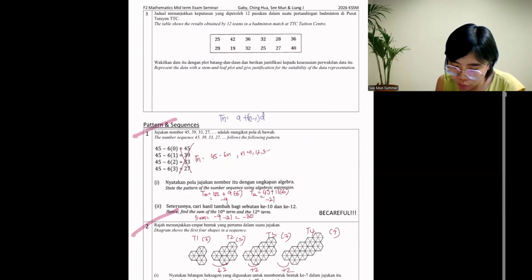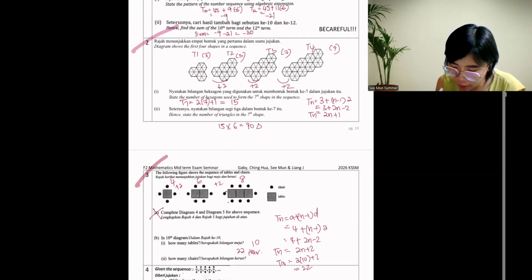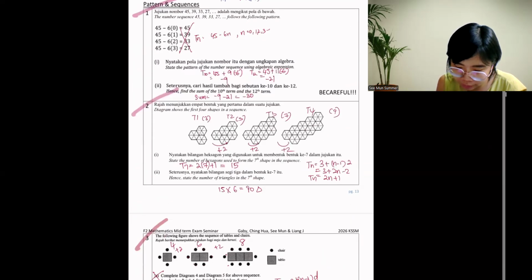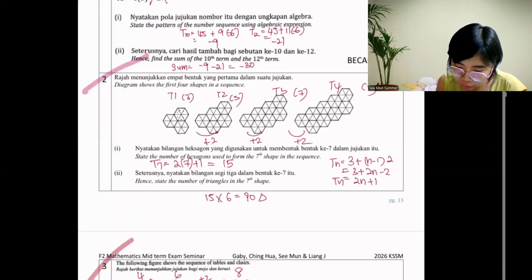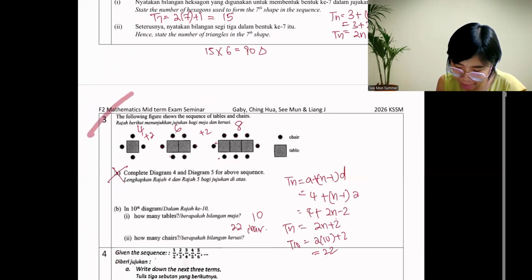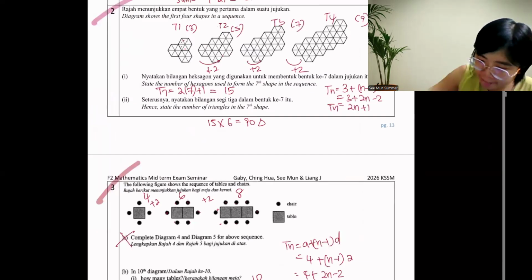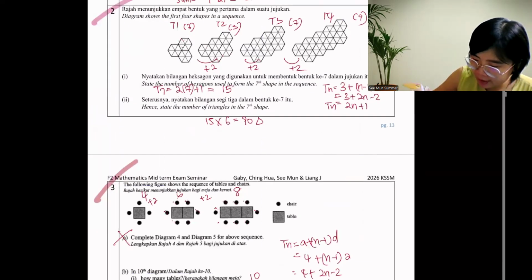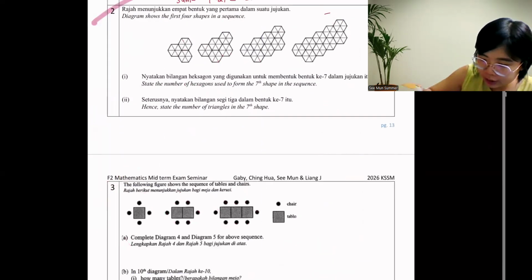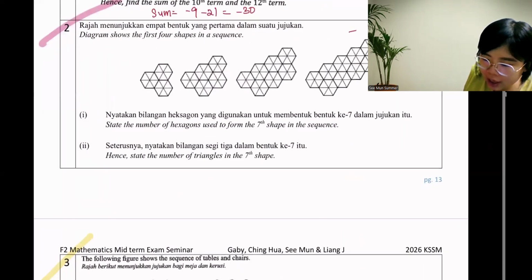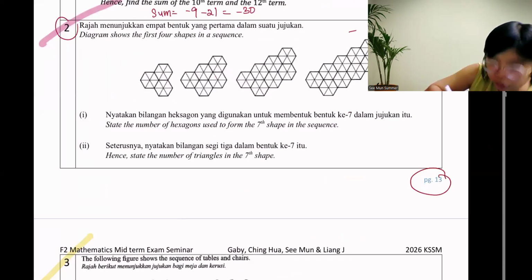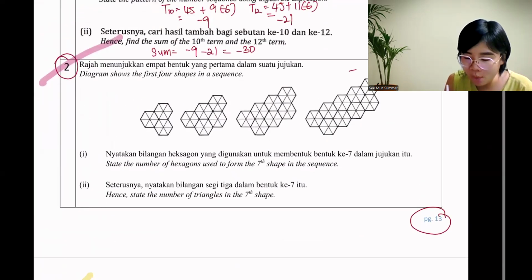Let us go to chapter 1, page 13. Can? Page 13. Just a quick revision on that. Okay, on page 13, I want to try question number 2.